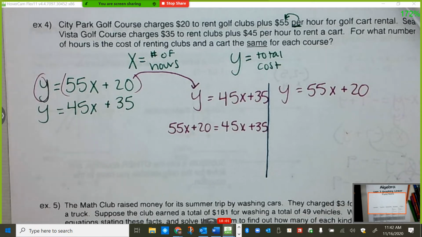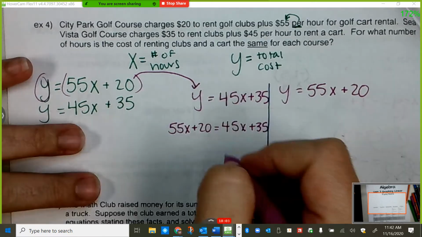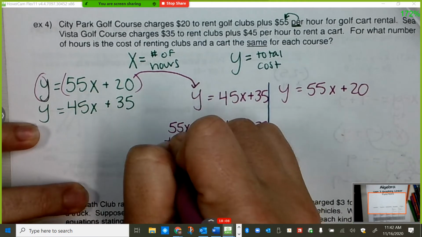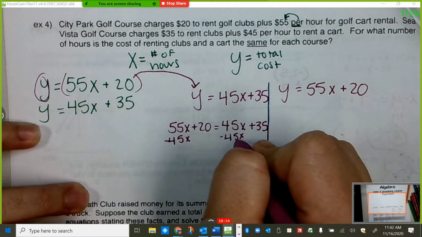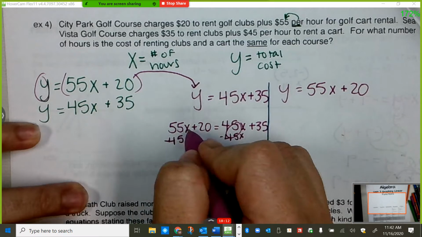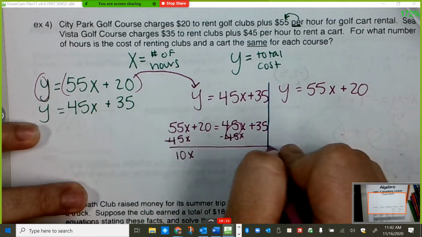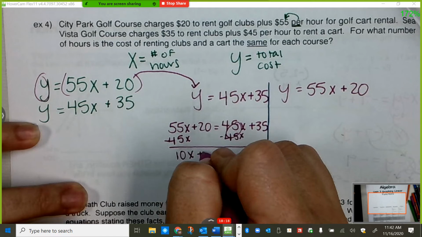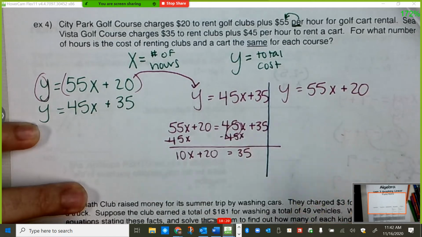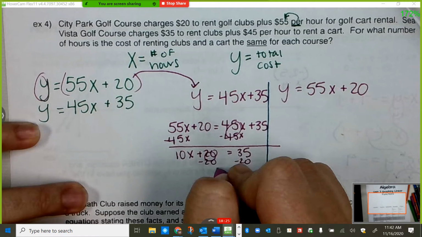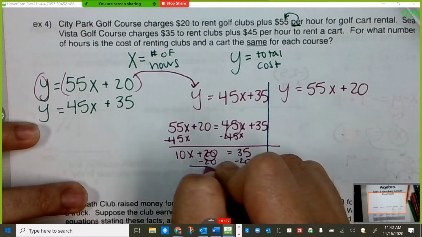I always like to move my smallest x, so we're going to move 45x by subtracting 45x from both sides. 45 minus 45 is 0. What's 55x minus 45x? So I get 10x plus 20 equals 35. Now what? Minus 20 on both sides. I get 10x equals 15.